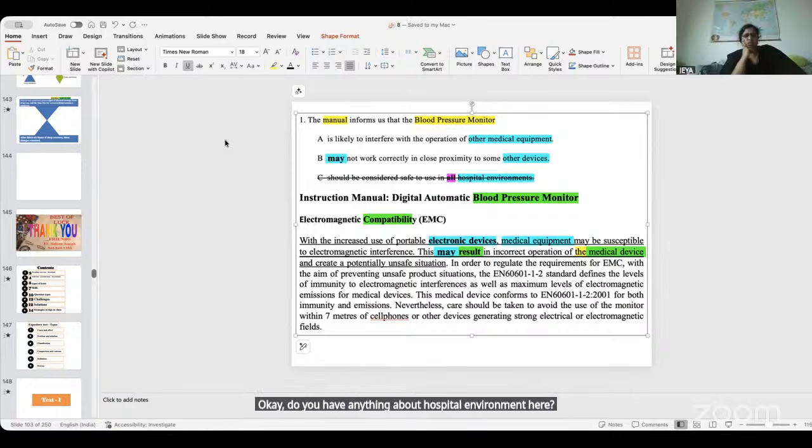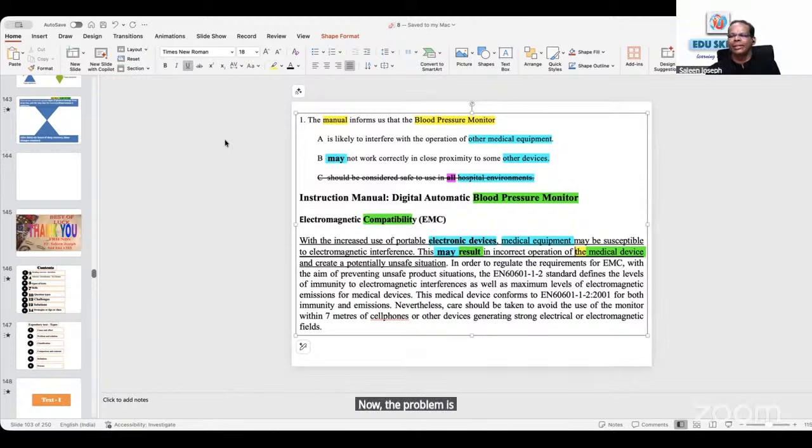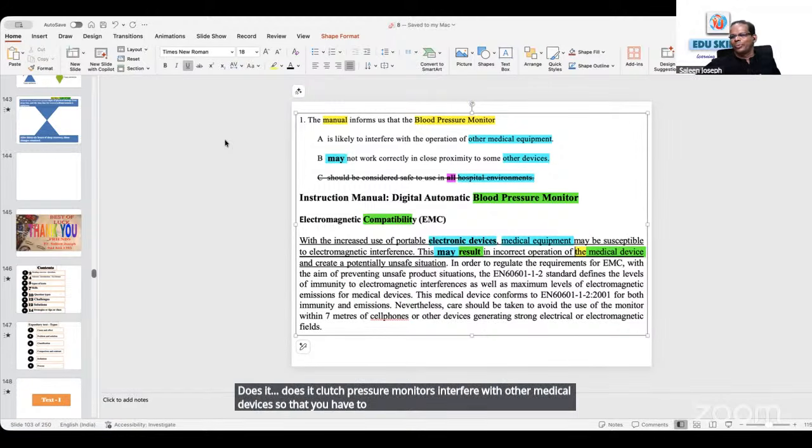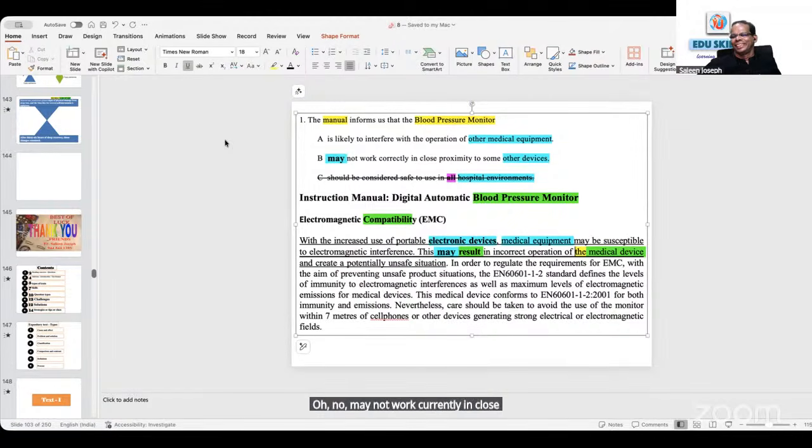Now the problem is this, which will interfere with which one? Does the blood pressure monitor interfere with other medical devices so that you have to take out all the medical equipment? The other devices can affect the blood pressure monitor. Other devices can obstruct, can affect, in the general sense. See, incorrect operation means it should not work correctly.